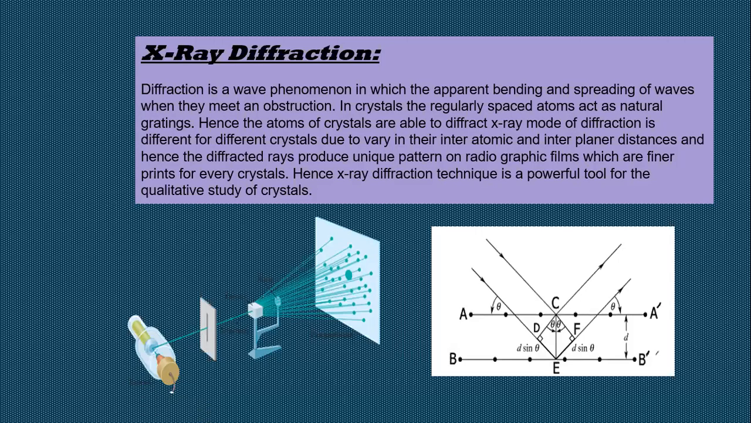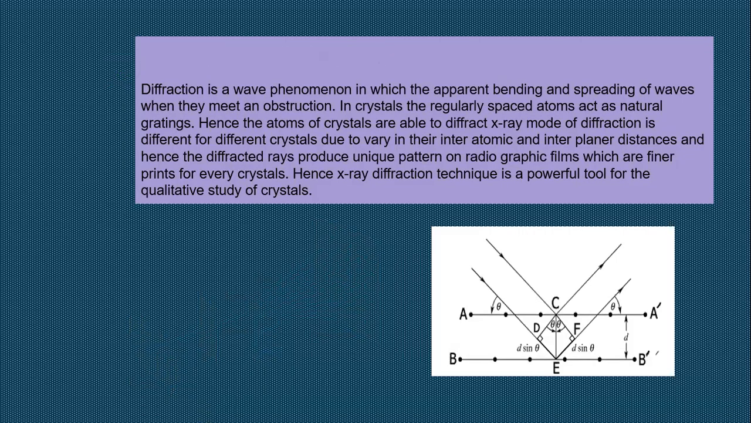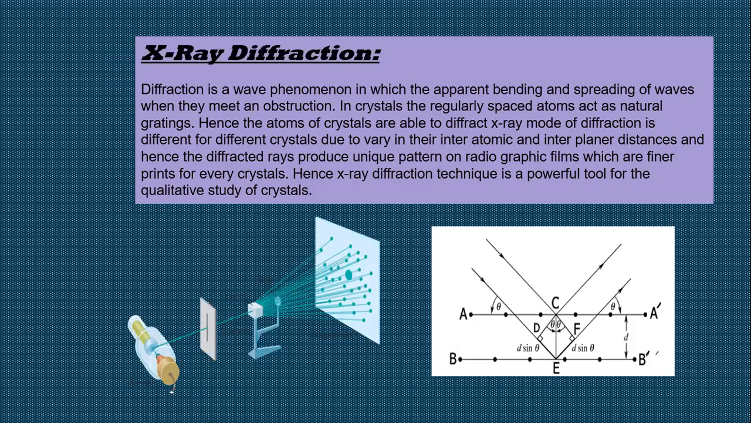And next is, what is X-ray diffraction? Diffraction is a wave phenomenon in which there is an apparent bending and spreading of waves when they meet an obstruction. In crystals, the regularly spaced atoms act as natural gratings. Hence, the atoms of crystals are able to diffract X-rays.